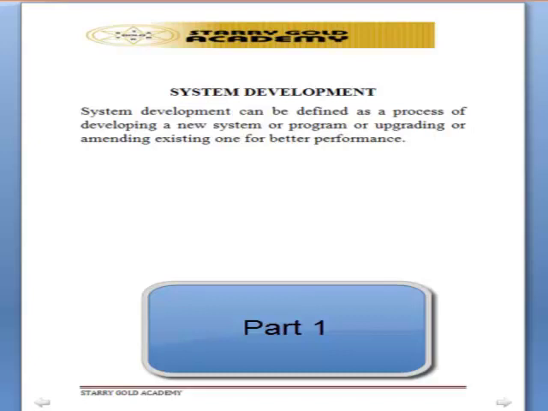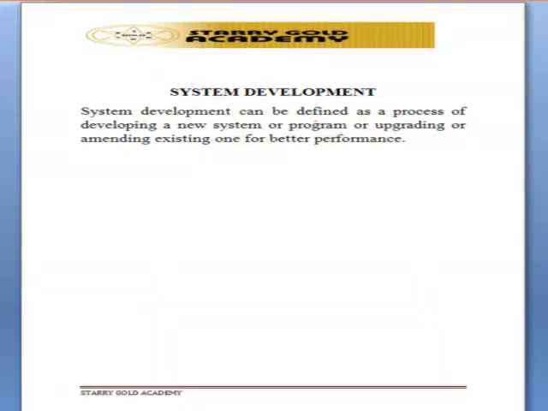System development. System development can be defined as a process of developing a new system, software, or program, or the process of upgrading or amending an existing one for better performance.